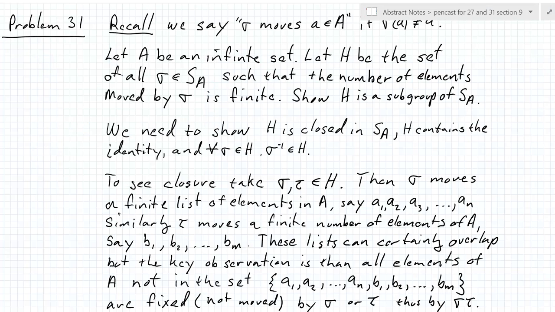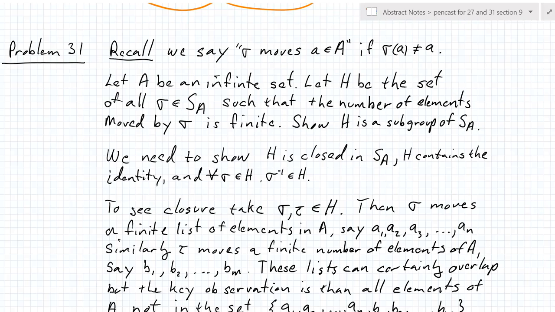Okay, so let me bring this down so you can read it. I think problem 31 is actually quite a quick little problem. I wrote it out sort of verbosely because I'm not quite sure where people are getting confused on this. So let's recall the setup.